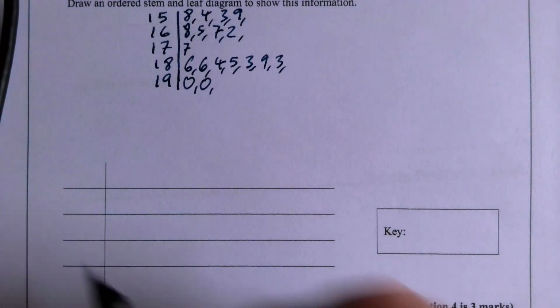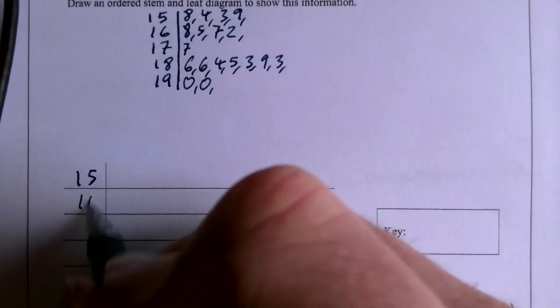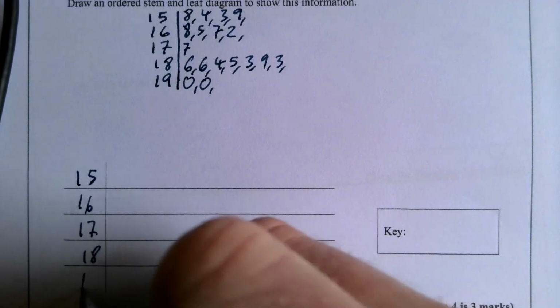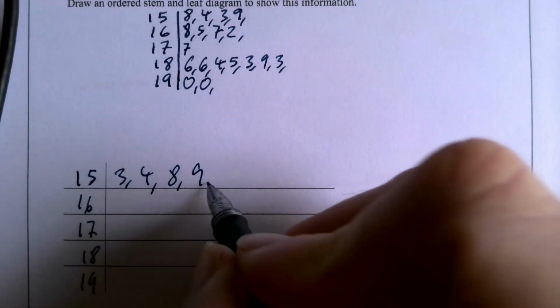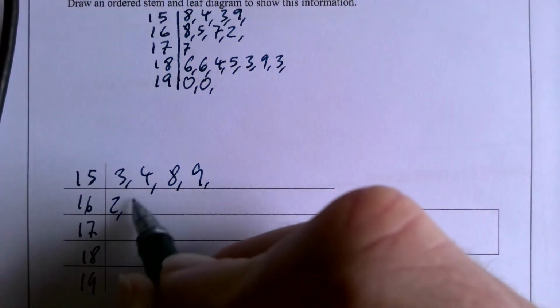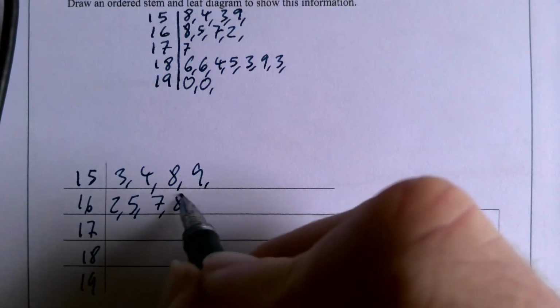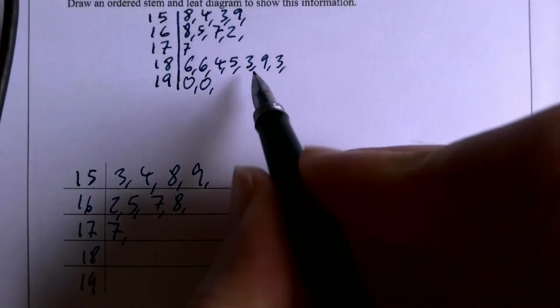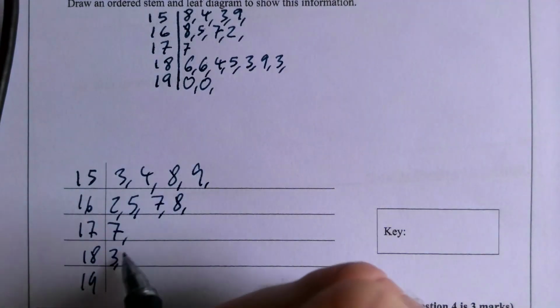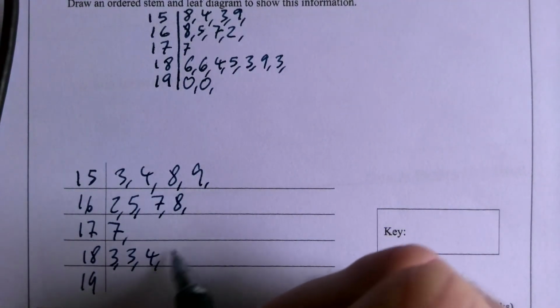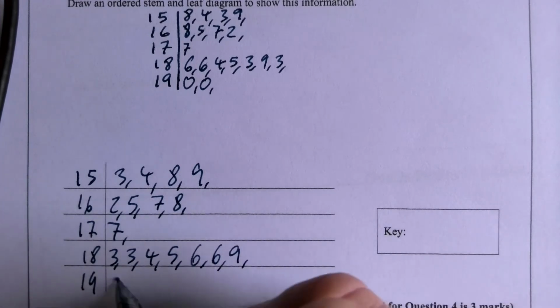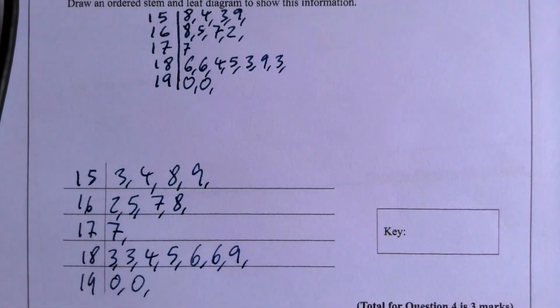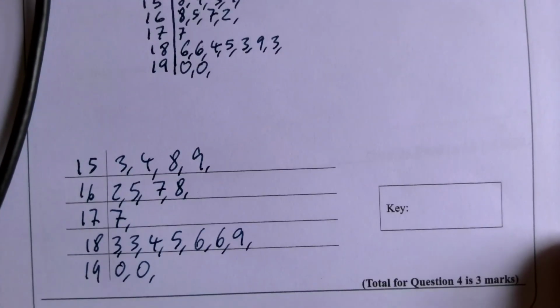So that's one mark. Second mark, let's put them into order. 3, 4, 8, 9, 2, 5, 7, 8, 7, 2 3s, followed by 4, 5, 6, 6 and 9, and that should get us to that.